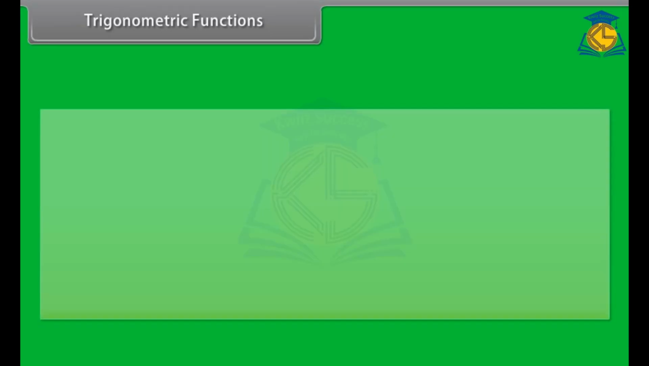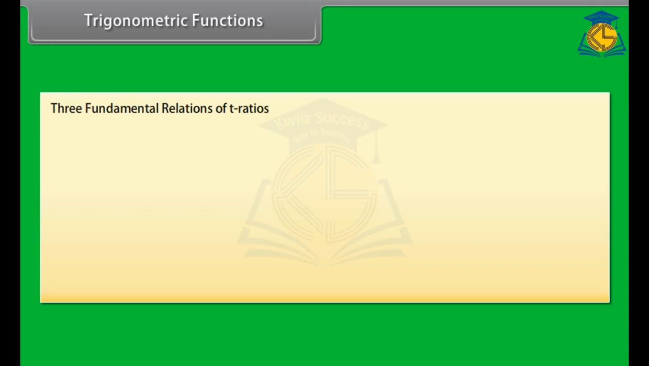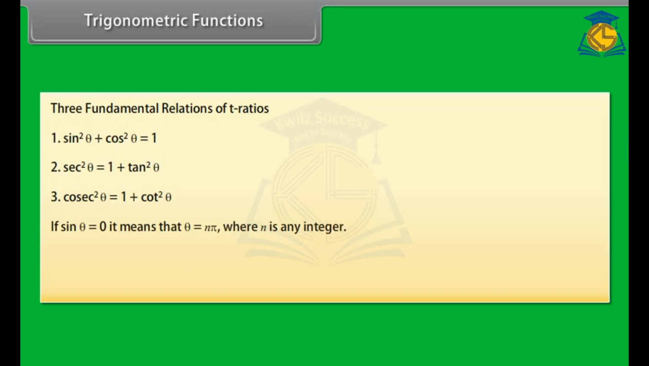Trigonometric functions. Three fundamental relations of T ratios. Sine square of theta plus cos square of theta is equal to 1. Sec square of theta is equal to 1 plus tan square of theta. Cosec square of theta is equal to 1 plus cot square of theta. If sine of theta is equal to 0, it means that theta is equal to n into pi, where n is any integer. If cos of theta is equal to 0, it means that theta is equal to (2n plus 1) into pi by 2, where n is any integer.